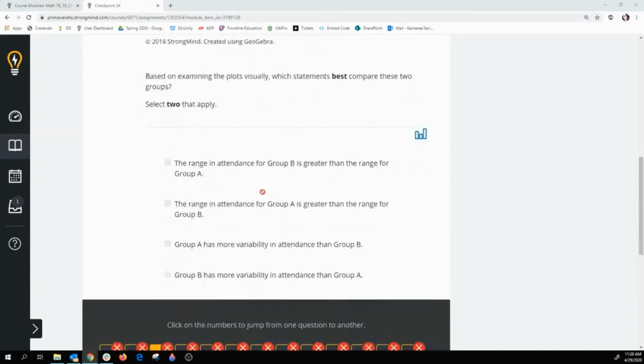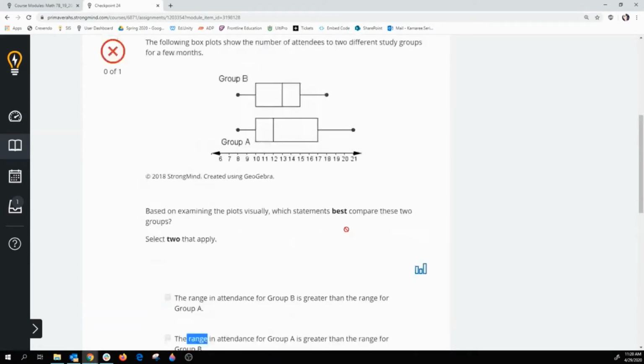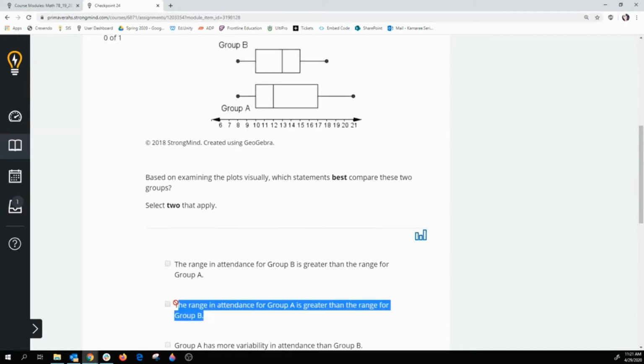So based off of these answer choices, it looks like I'm going to be asked about variability and range. So let's look at the range and variability for both of these. Which group has a larger range? Hopefully you can look at these and be able to tell without actually having to do any number work. Group A should have a bigger range, right? Because it's much longer, which means that it's going to have a bigger range. So Group A, the range in attendance for Group A is greater than the range in attendance for Group B.